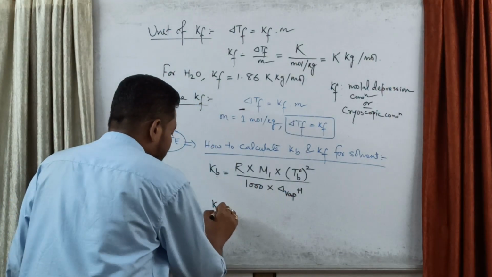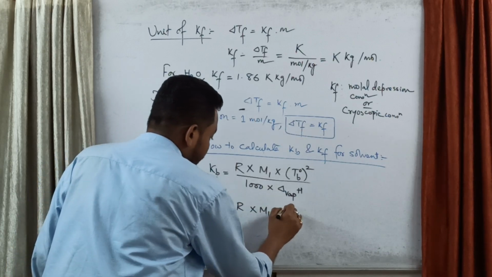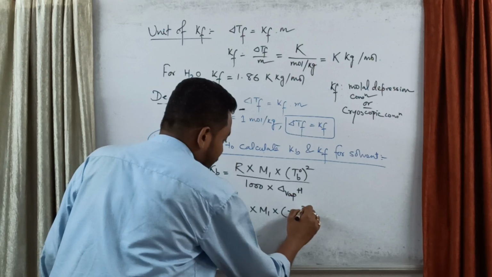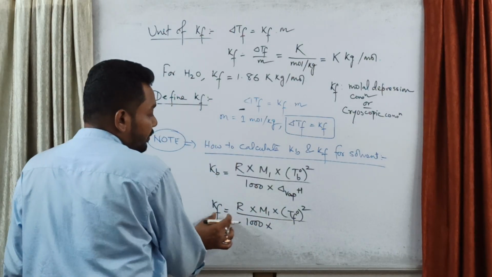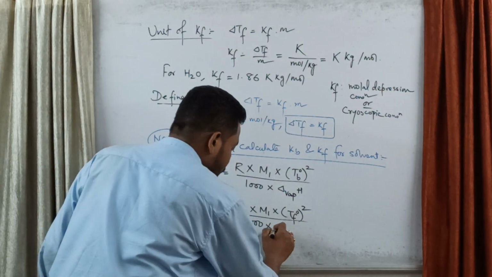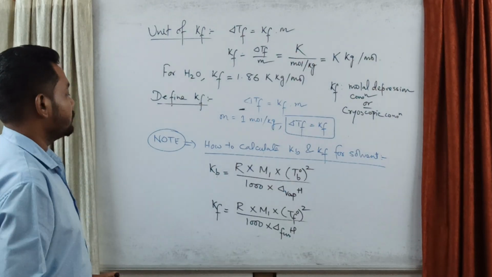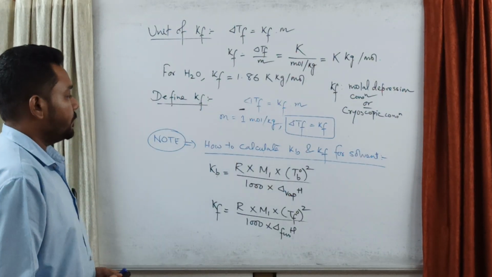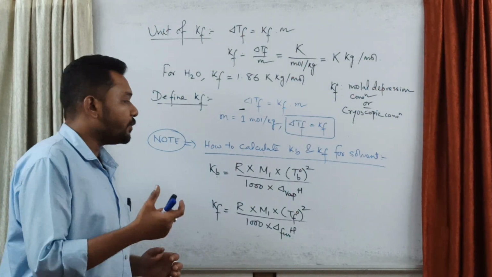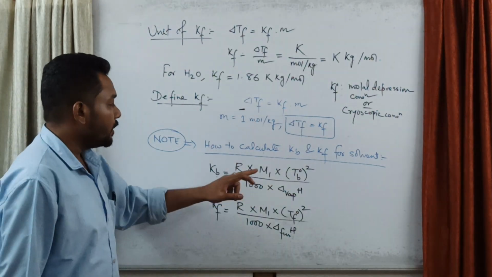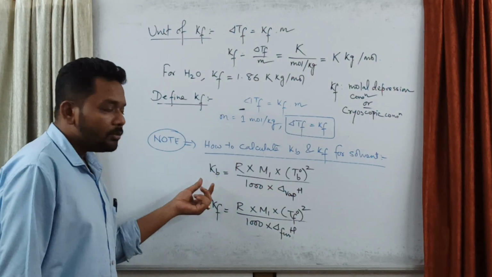Similarly KF টা কি হবে বলো? R M1 TF0 square divided by 1000, as it is related to freezing, so we can use the term fusion. So delta fusion H. If you follow the previous year entrance exam question, you see they will provide you for a particular solvent TB0, M1, delta vaporization heat are the constant. You all know that universal gas constant. You easily get that KB.